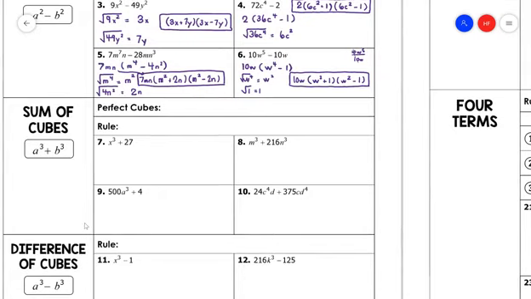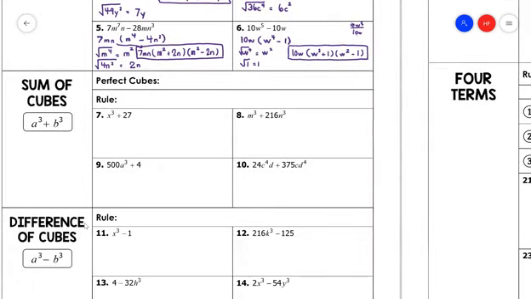Now on cubes, there are perfect cubes that have sum of cubes and difference of cubes, so we do have to be careful with those two because they have two different rules, but they are relatively similar. So whenever we have the sum of cubes, we have a cubed plus b cubed. We're going to take a plus b times a squared minus ab plus b squared. So we're going to keep the sign the same, change it, always a plus.